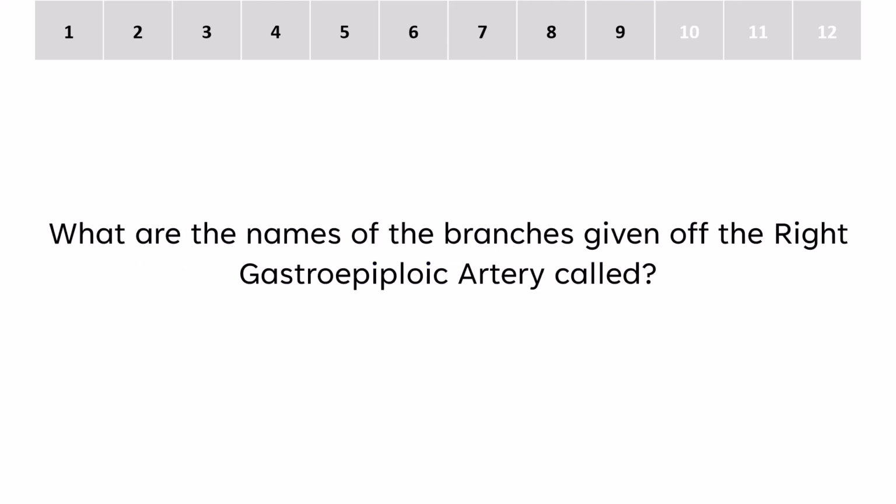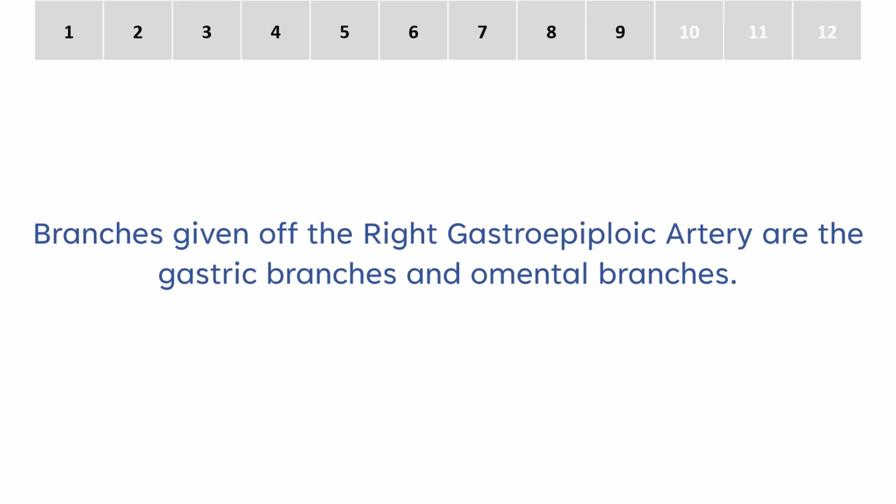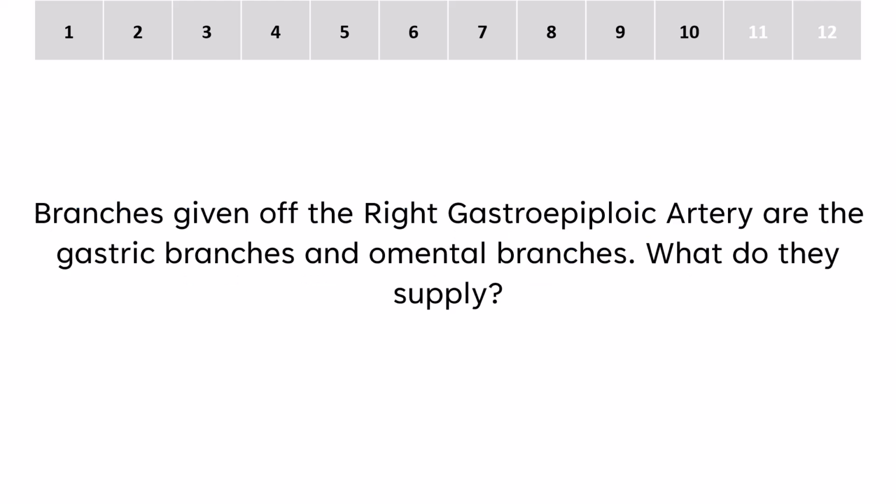What are the names of the branches given off by the right gastroepiploic artery called? Branches given off the right gastroepiploic artery are the gastric branches and omental branches.